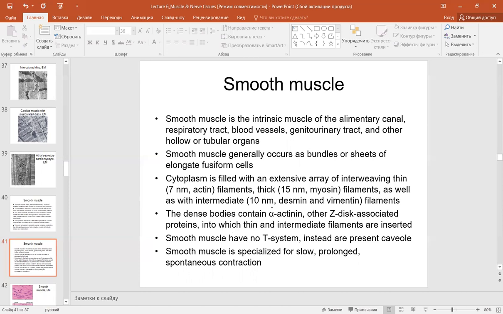Smooth muscles have no tubule system. Instead there are caveolae, which provide calcium ions in the sarcoplasm. And smooth muscle is specialized for slow, prolonged, spontaneous contraction, peristaltic contraction.